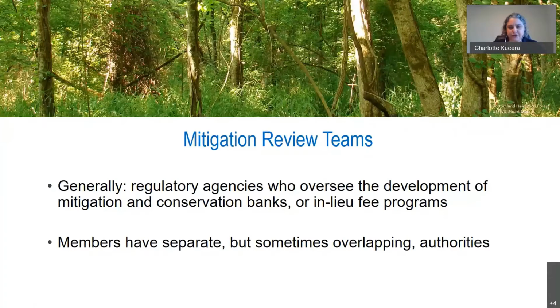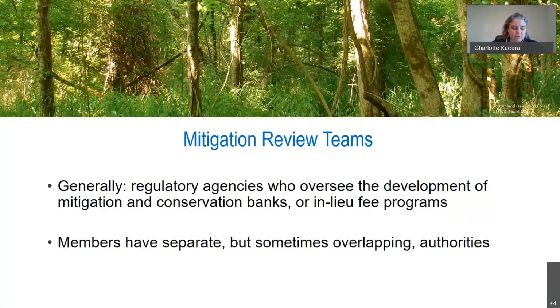That could be wetlands or streams under the Clean Water Act for the Army Corps of Engineers, or they could be state listed species under the jurisdiction of a state wildlife agency. Mitigation review teams can be just the Fish and Wildlife Service or NOAA Fisheries or the Army Corps of Engineers, but they can also include multiple federal, state, or local agencies. Any agency with something to contribute can be a member of the mitigation review team. And each mitigation review team agency acts under its own authorities, and they can sometimes overlap with each other. The overlap we most often see at the Fish and Wildlife Service is between state and federal wildlife agencies.